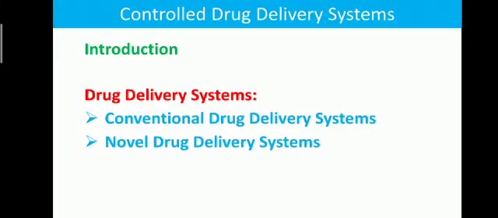So, to start with, controlled drug delivery systems, that's your first unit. First thing is the introduction and the rationale to the controlled drug delivery systems. Now, before we begin with the introduction to controlled drug delivery systems, first let me tell you the drug delivery systems are of two types. One is conventional drug delivery systems and the other are novel or new drug delivery systems. So those are the two types of drug delivery systems, conventional and novel.